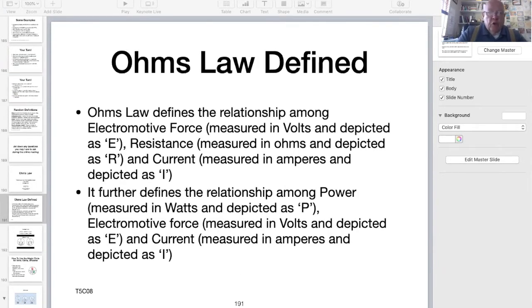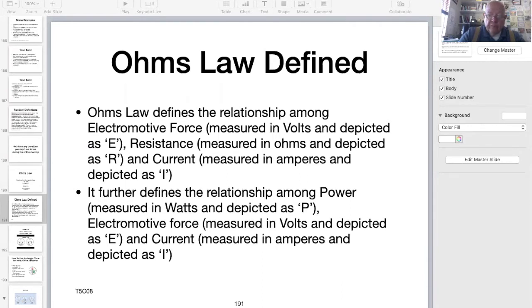There are two Ohm's law formulas. One describes the relationship between volts, ohms, and amps. The other describes the relationship between watts, volts, and amps. It's helpful to remember what the various letters and symbols mean and what they stand for. The letter E stands for electromotive force. When you see the letter E in a formula, it means electromotive force, which is measured in volts, denoted by the letter V.